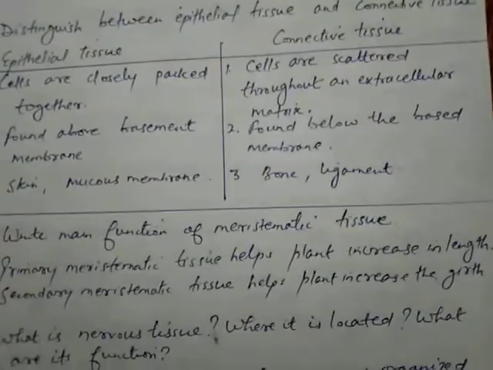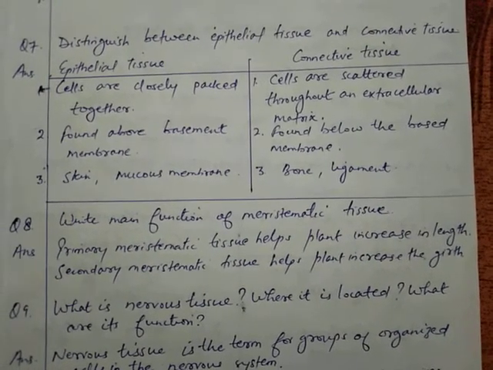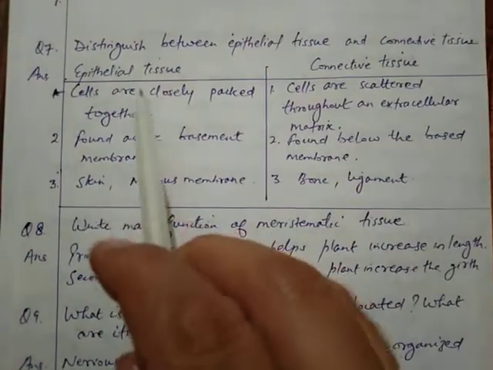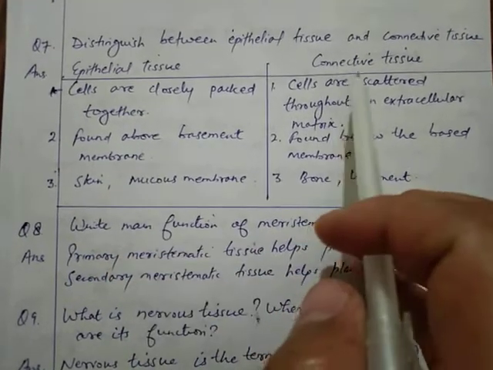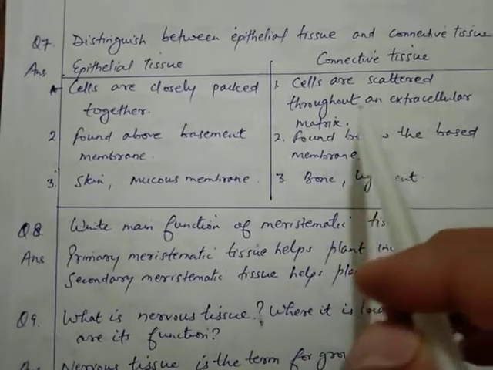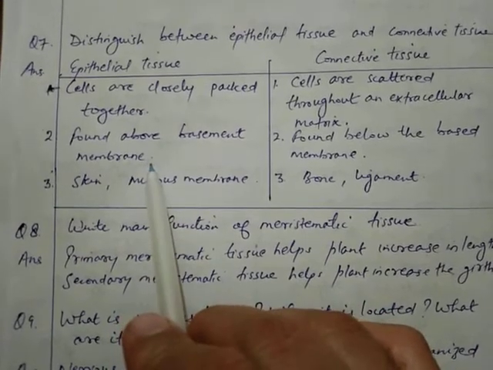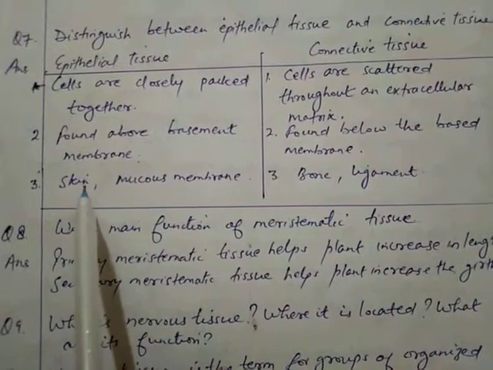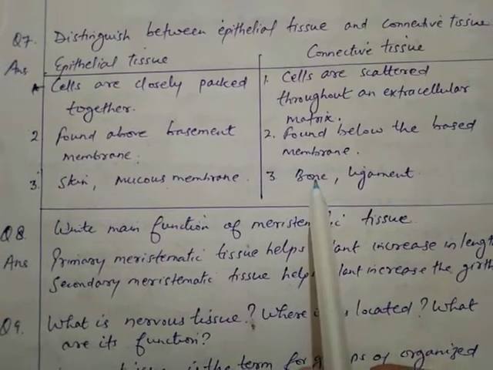Now we will move to question number 7. You have to distinguish between epithelial tissue and connective tissue. In epithelial tissue, cells are closely packed together, and in connective tissue, cells are scattered throughout an extracellular matrix. Epithelial tissue is found above the basement membrane and connective tissue is found below the basement membrane. Examples: epithelial tissue is found in skin and mucous membrane, and connective tissue is located in bone as well as in ligaments.